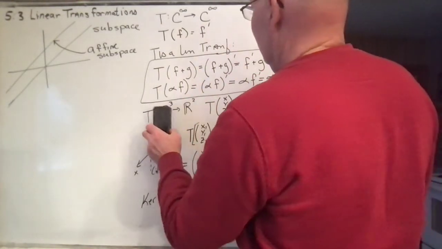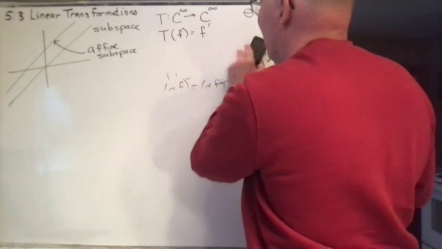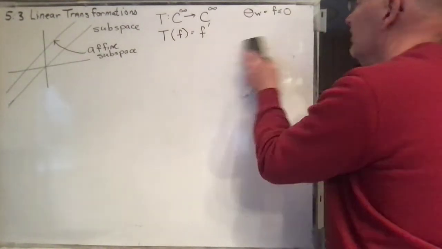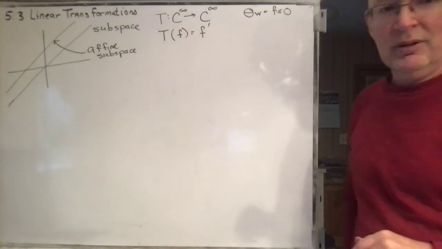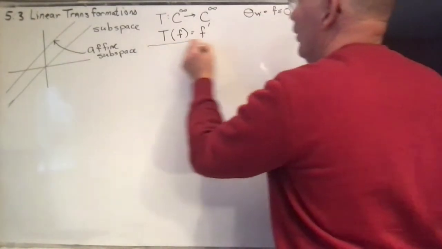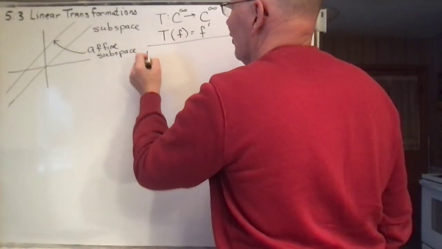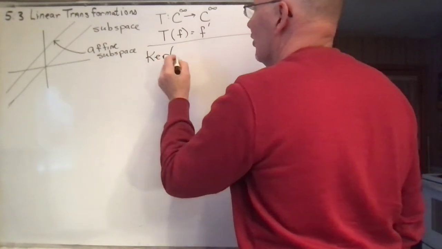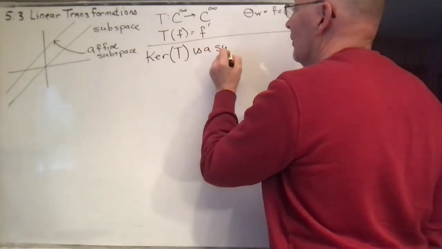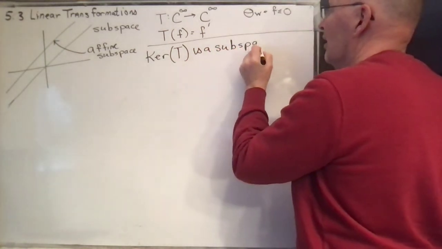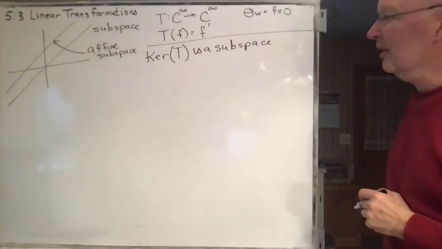Let's erase all this stuff. Oh, I know what I haven't done yet. Okay, so I explained affine subspace. Now I want to prove one more thing. I guess we have a couple more proofs here. The kernel of a linear transformation is a subspace. Okay? The kernel of a linear transformation is a subspace. Let's prove it.